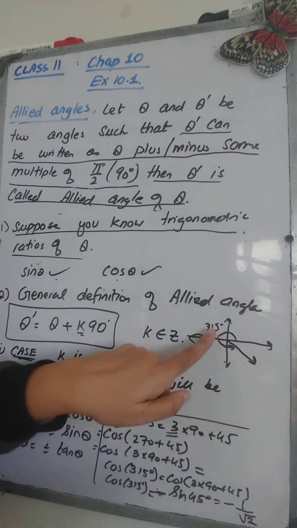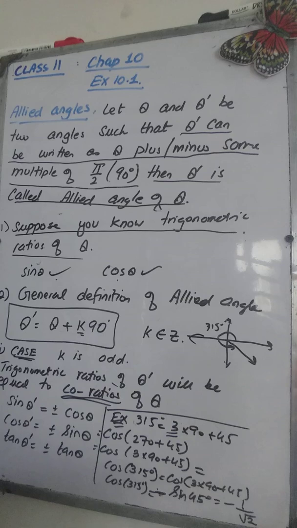It means that 315 is in the fourth quadrant. So this is how you decide the sign, and the rest you decide with the help of the odd and even multiple, whether cos will change to sine or cos will remain cos. Okay, so this is how we do it.